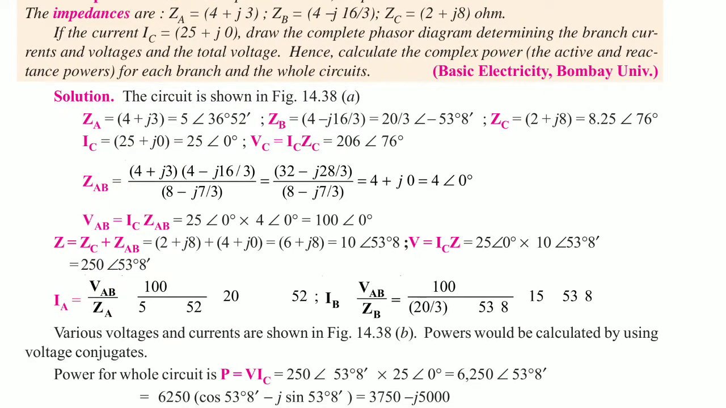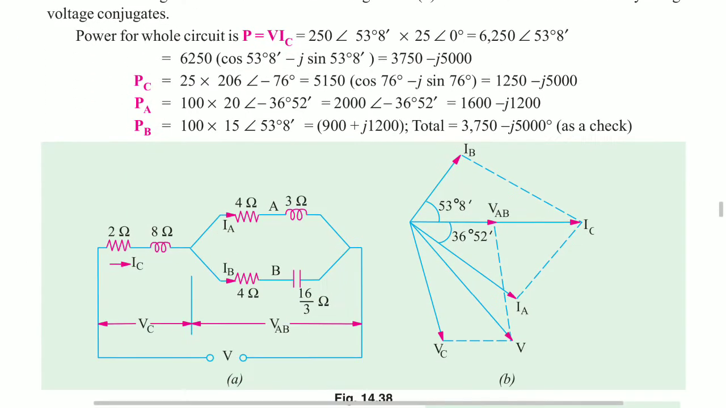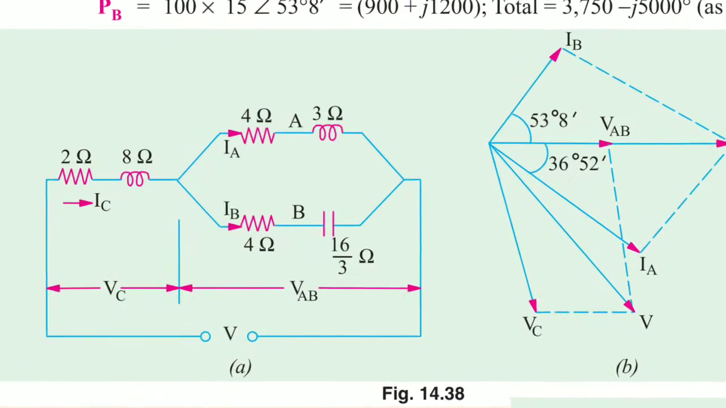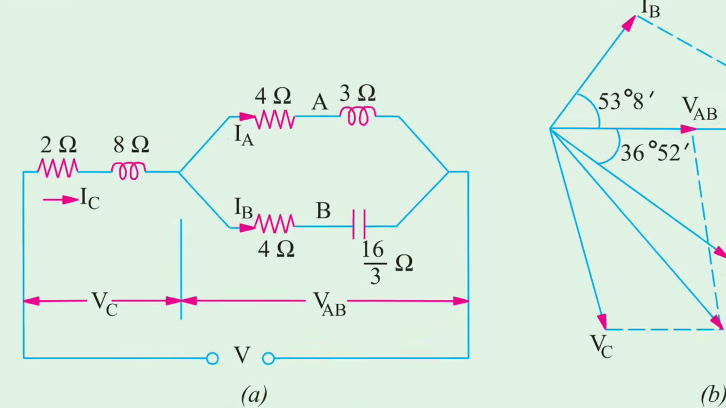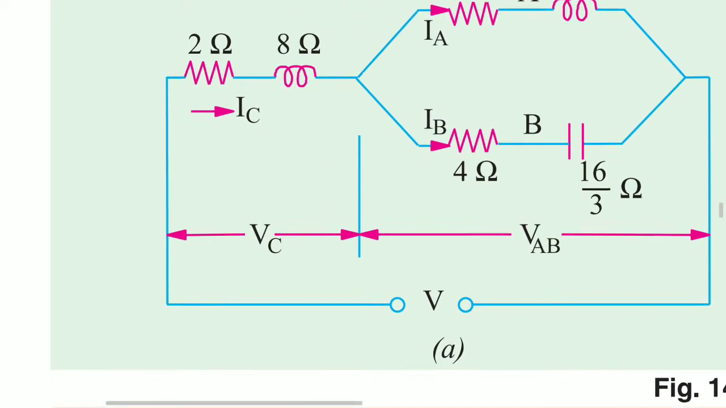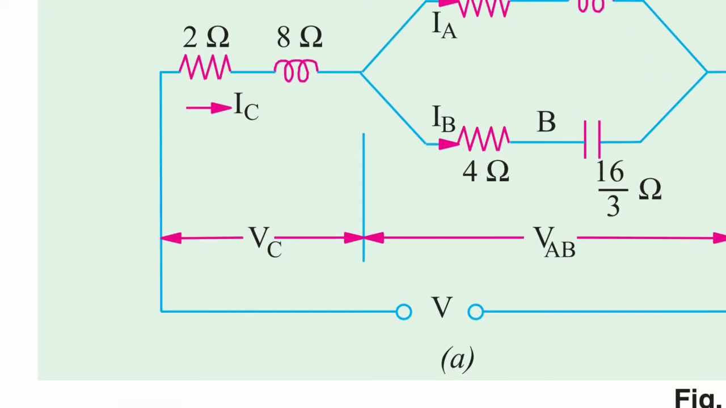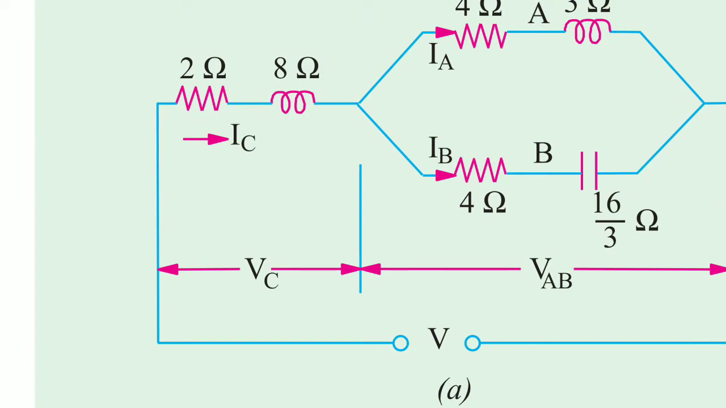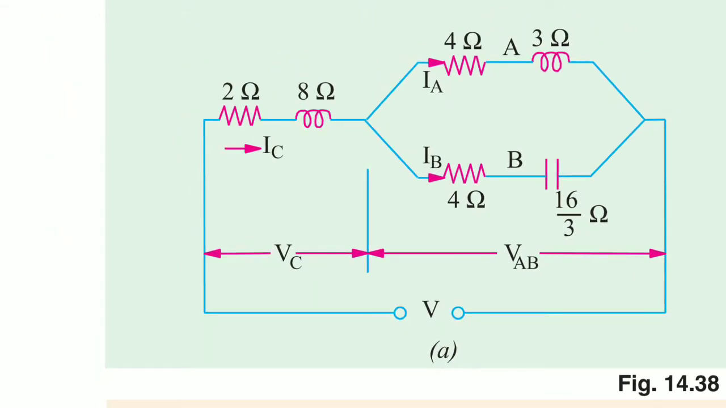What about VC? VC is nothing but IC into impedance. Which impedance? Series impedance. So VC, observe this one in the circuit, is equal to IC into the series impedance. What is the impedance here? 2 plus J8.